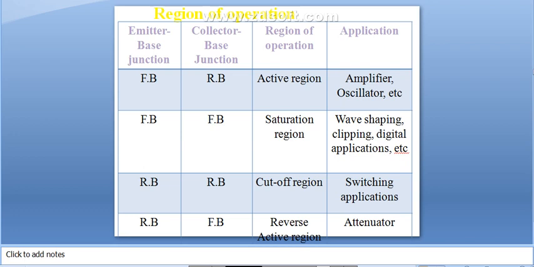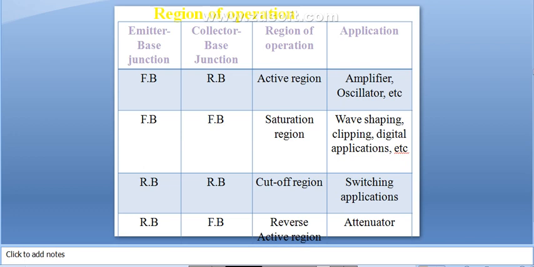If the emitter base junction is reverse biased and the collector base junction is forward biased, then it is the reverse active region. These are the 4 regions. First one is forward bias, reverse bias. Second one is forward bias, forward bias. Third one is reverse bias, reverse bias. And the fourth one is reverse bias and forward bias.